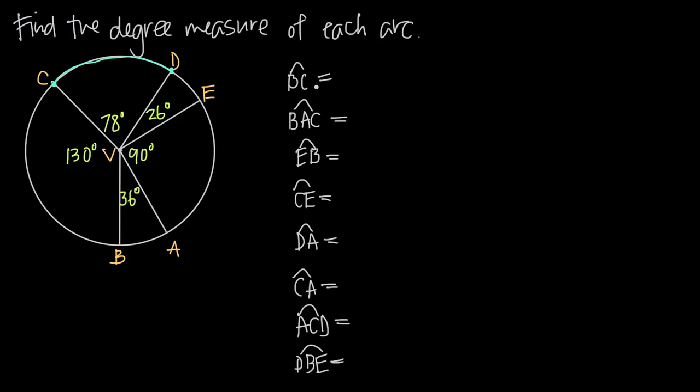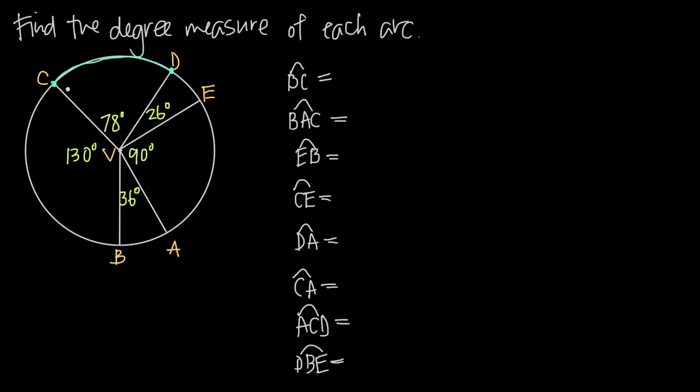And when we want to find the degree measure of an arc, what we're looking at is the interior angle of the circle. The degree measure of an arc is always going to be the same as the degree measure of the corresponding interior angle. So for example, I have this interior angle here, angle CVD, indicated at 78 degrees. So that interior angle measure is 78 degrees. That means that what we call the intercepted arc that relates to angle CVD is also going to have a degree measure of 78 degrees.